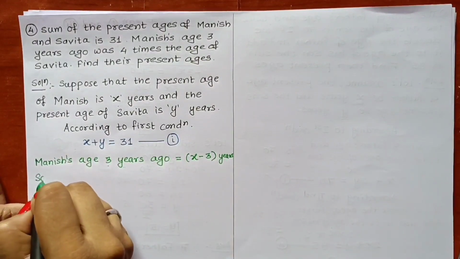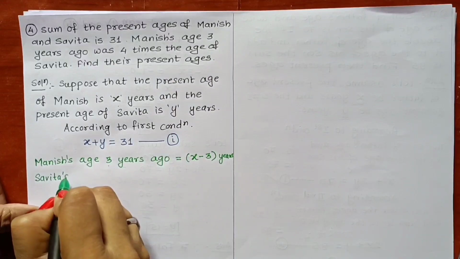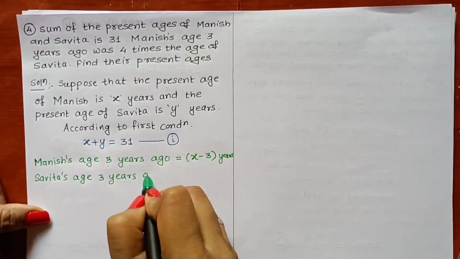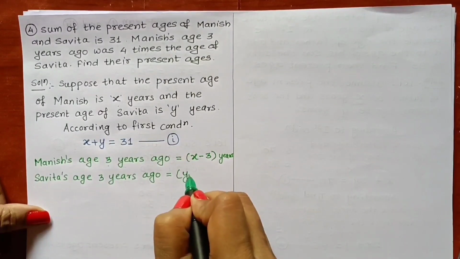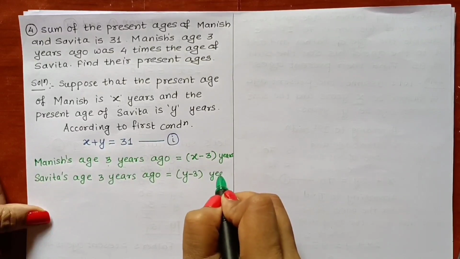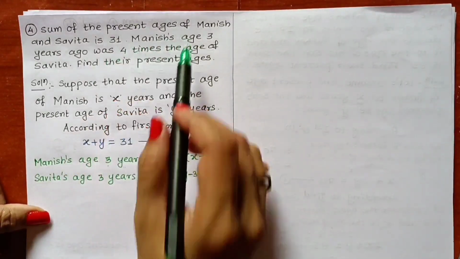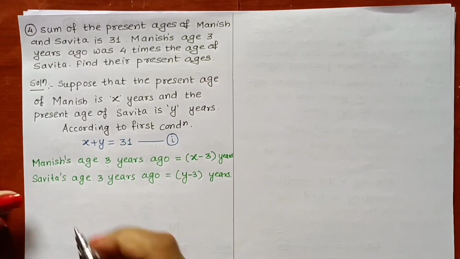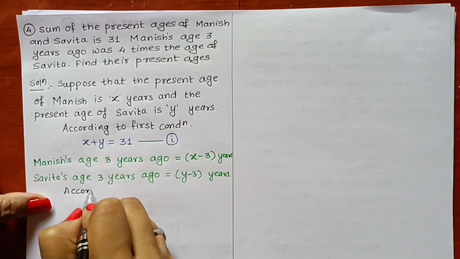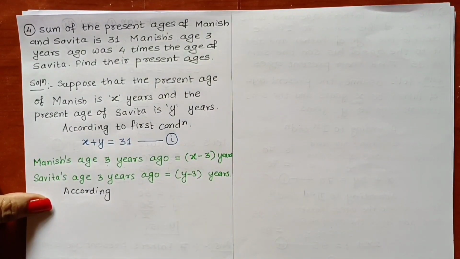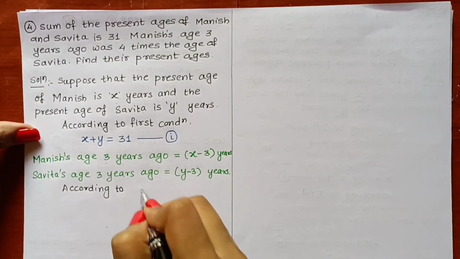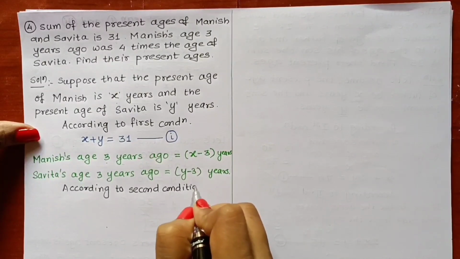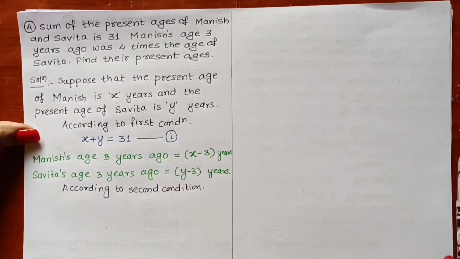Similarly, find Savita's age 3 years ago. It will be y minus 3 years. Correct. Now let us see the second condition, from the second sentence. First write according to the second condition. So what is the second condition? Let us read this sentence again.